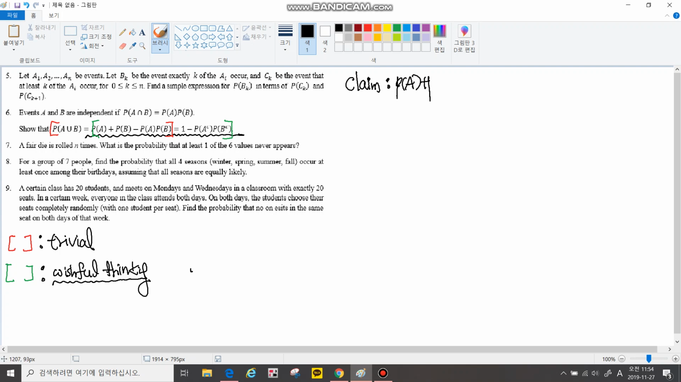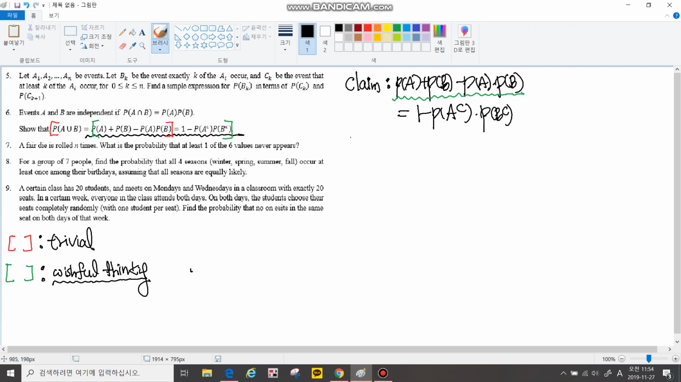P(A) plus P(B) minus P(A) times P(B) is equal to 1 minus P(A complement) and P(B complement). So, well, this part is already true, right, by the red part, but we need to go from here to here. Then let's just suppose that this is true. Then what needs to happen is this.